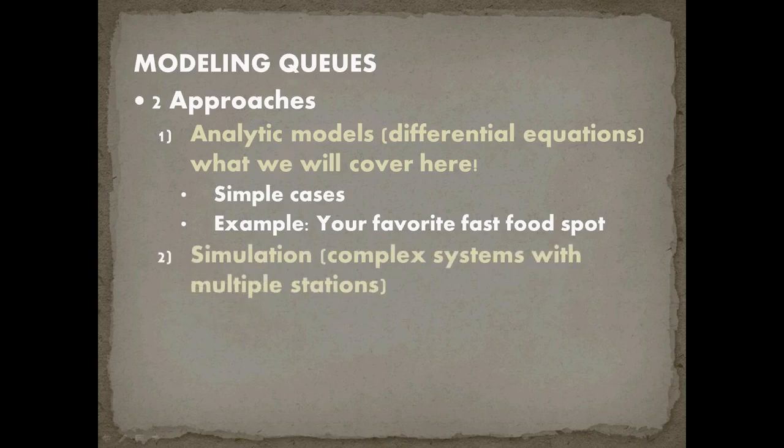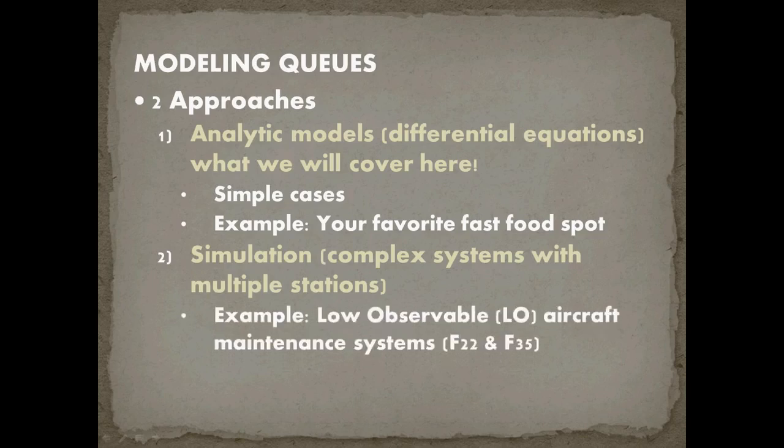The second approach is simulation, and this is necessary when you want to be very accurate or look at very detailed, more complex systems. For example, low observable aircraft maintenance systems, the F-22 and F-35. When the Air Force analyzed those processes, it needed to do a simulation because it wanted to look at very small portions of that system in relation to the entire complex system by which maintenance is undergone.